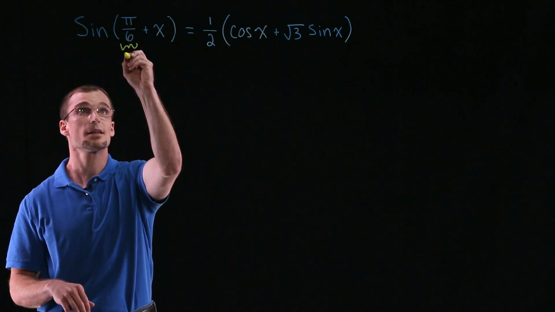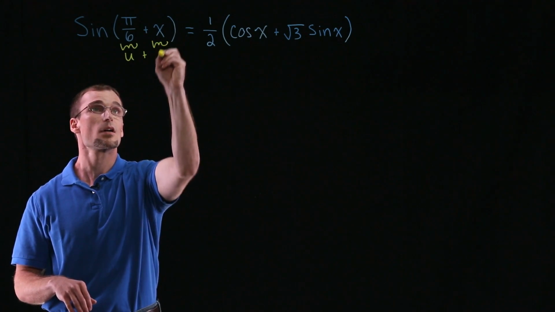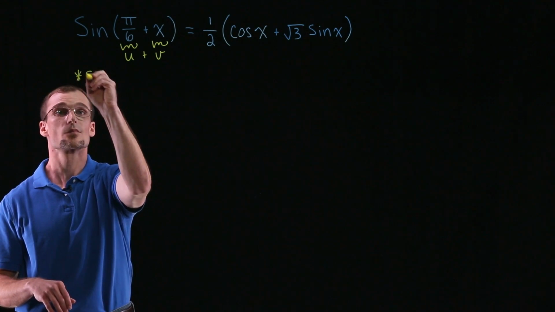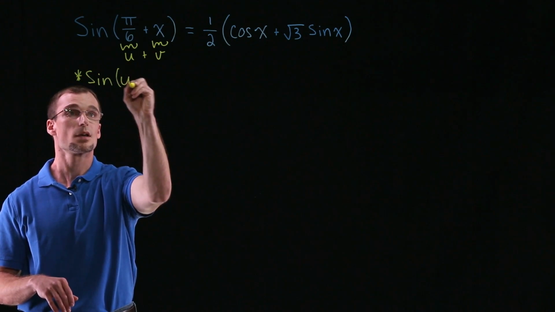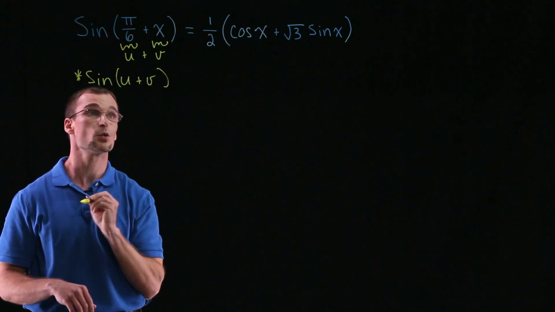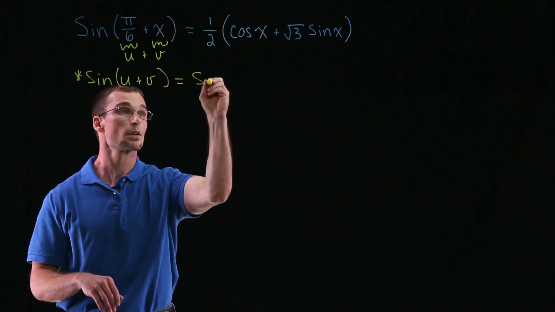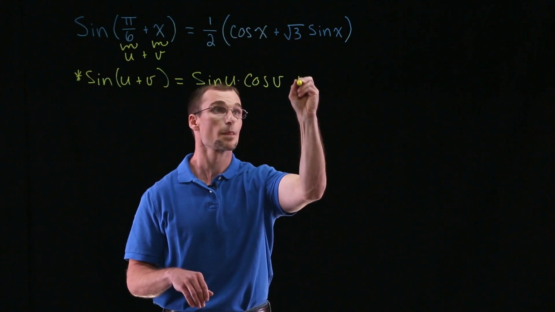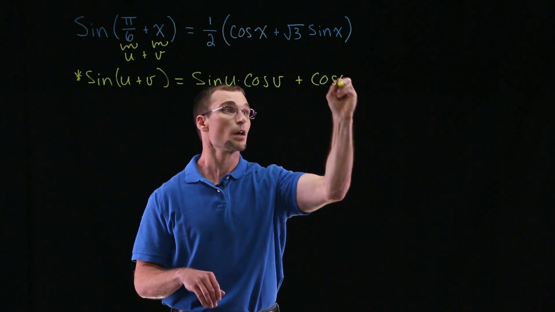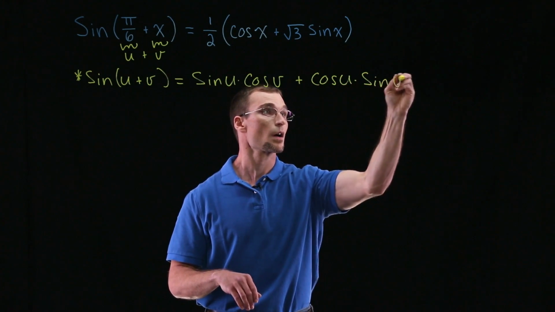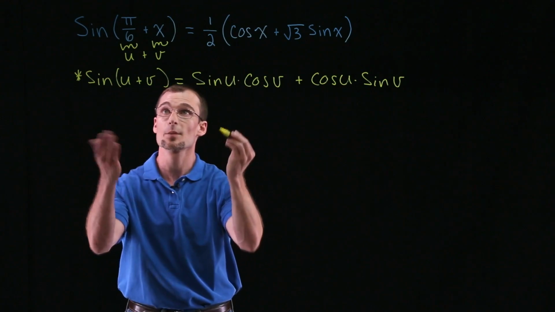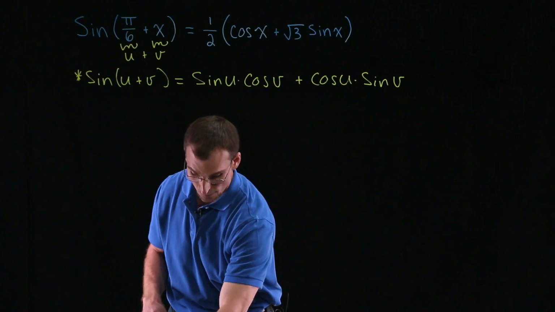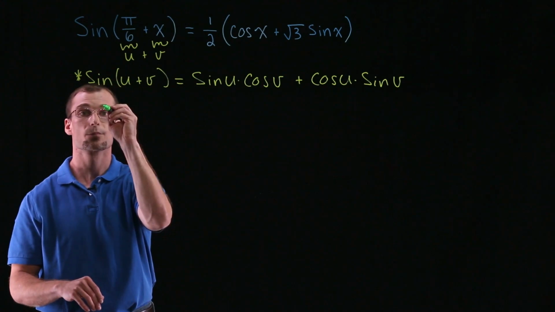Noticing it's a sum inside of sine, well, we have this pattern of some u plus v, where the sine of a sum, say sine of u plus v, is equal to sine of u times cosine v plus cosine of u times sine of v. And we can use this formula to help try and simplify the left-hand side sine of pi over 6 plus x. So let's begin there.